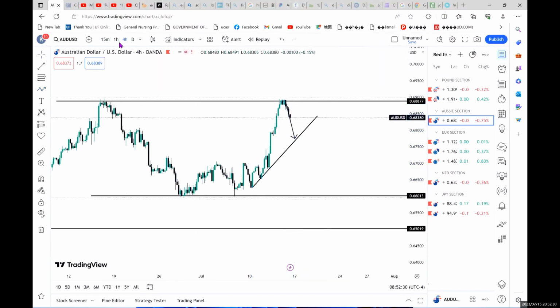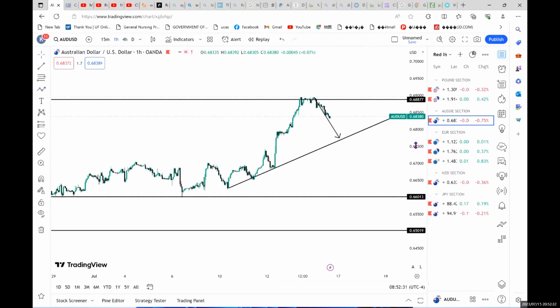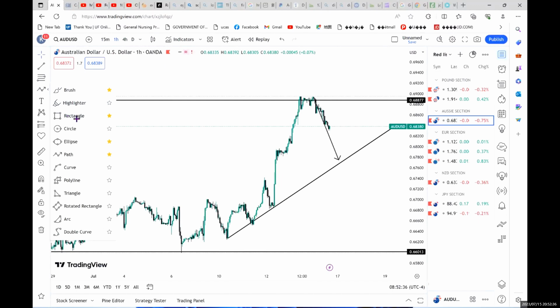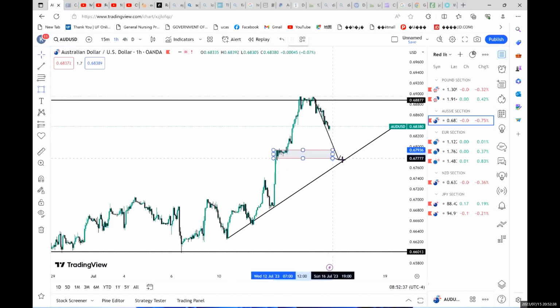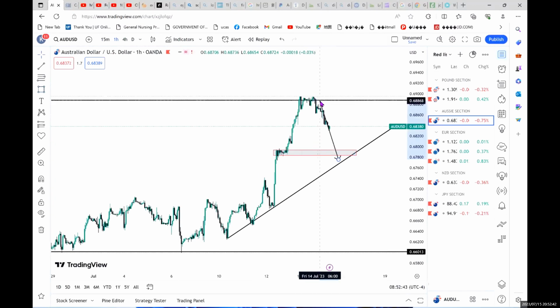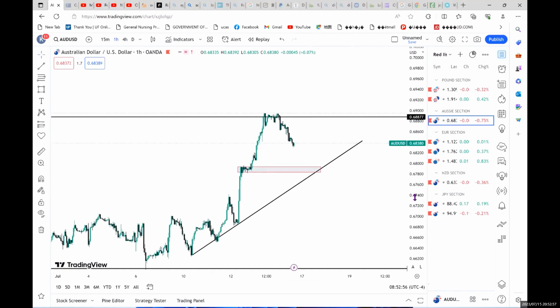Let's check it on the H1 time frame. Yeah, so we have this level right here that price can pull back into, as you can see. And it lines up with our trend line. So next week, price can pull back down here to our trend line. I'll be looking for sales on AUD USD.